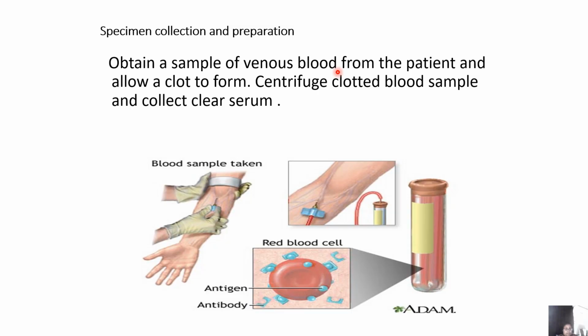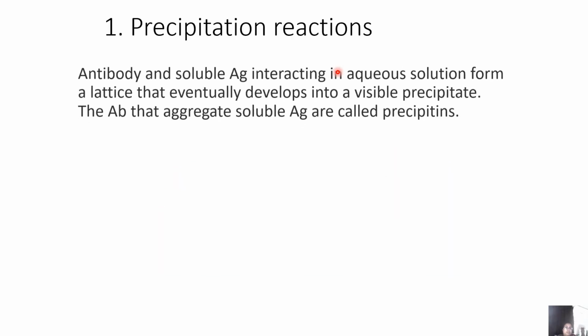Okay, this is how samples are taken. A sample of venous blood is taken from the patient and the clot is allowed to form. Now the clotted sample is centrifuged to collect the serum, clear serum.